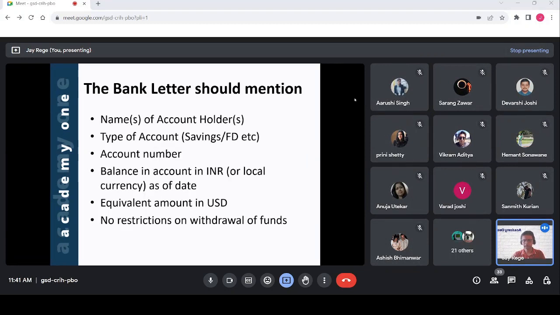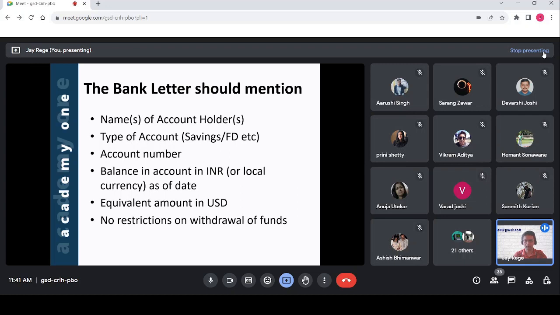Okay, so this is basically what the bank, when you get a letter from the bank, these are the main things that the bank letter should mention. Now, as I said, I'll be sending you a format, but sometimes when you take that format to the bank, most banks would say, we have our own format, or we will not use the wordings that you have mentioned. We will give it in our own wordings.